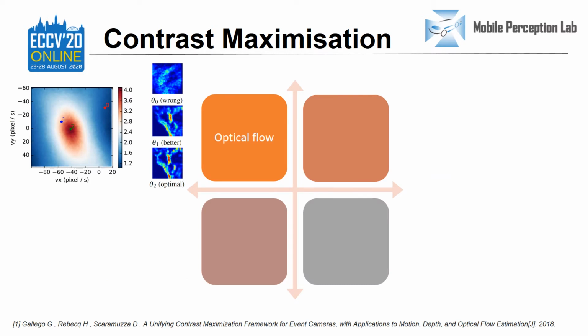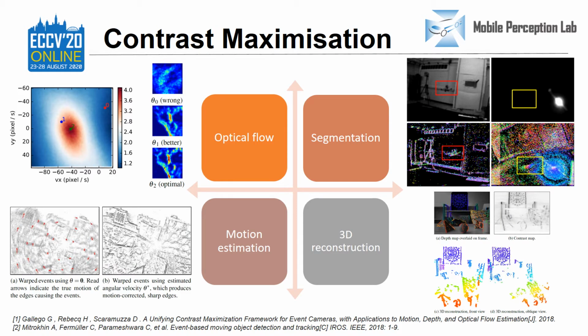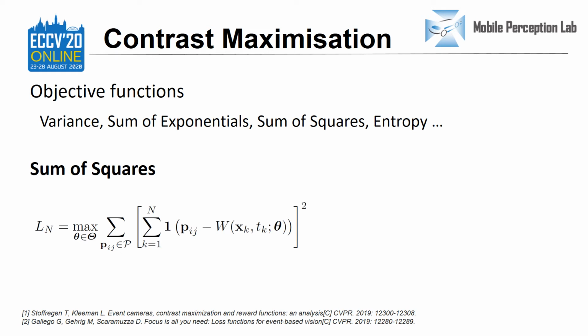The contrast maximization framework may therefore be applied in a variety of scenarios, such as optical flow estimation, motion segmentation, motion estimation, and 3D reconstruction. Gallego et al. and Stoffregen et al. presented and analyzed more than 20 objective functions for the contrast maximization, including the variance, the sum of exponentials, the sum of squares, the entropy, and so on. Here, we present the objective function, the sum of squares, as an example.